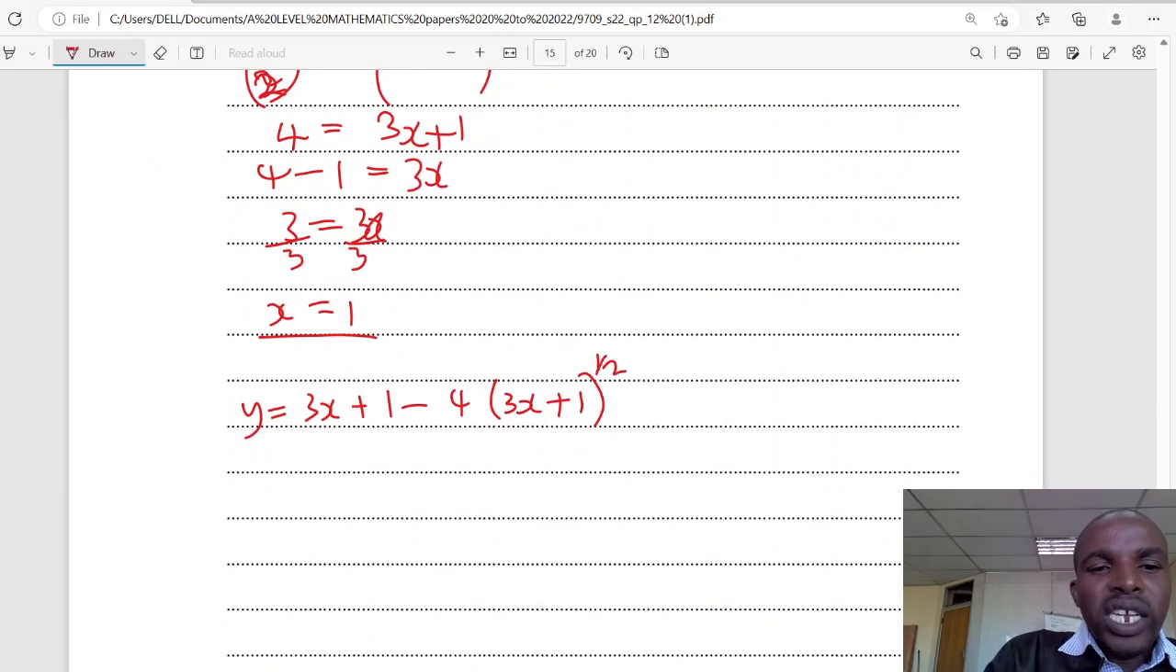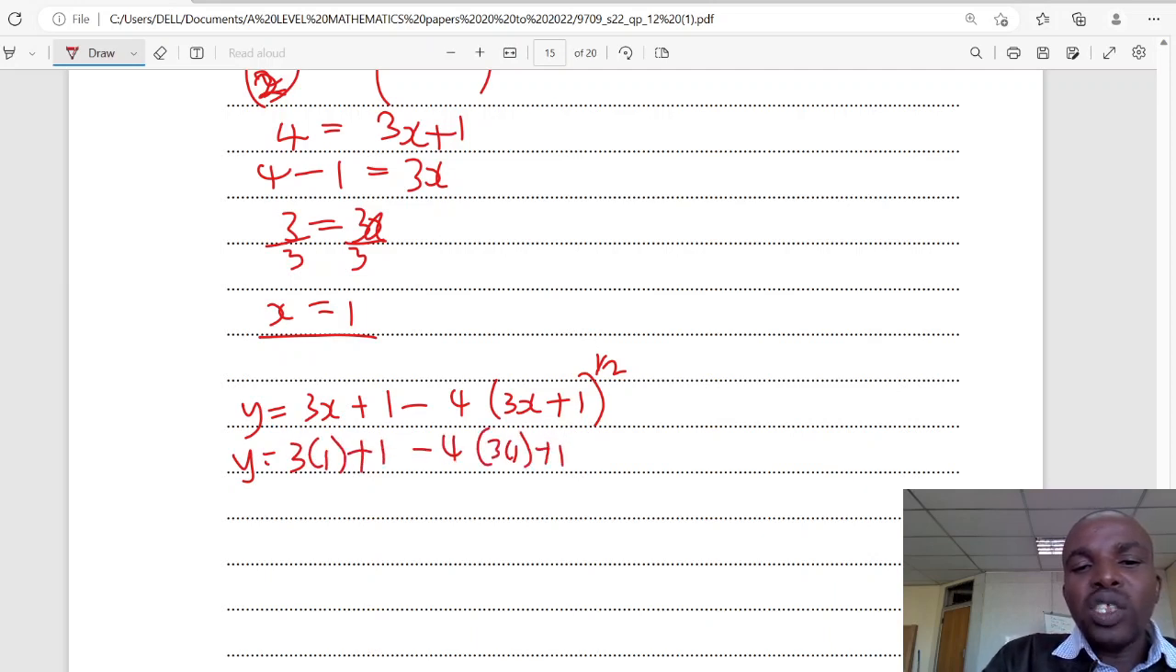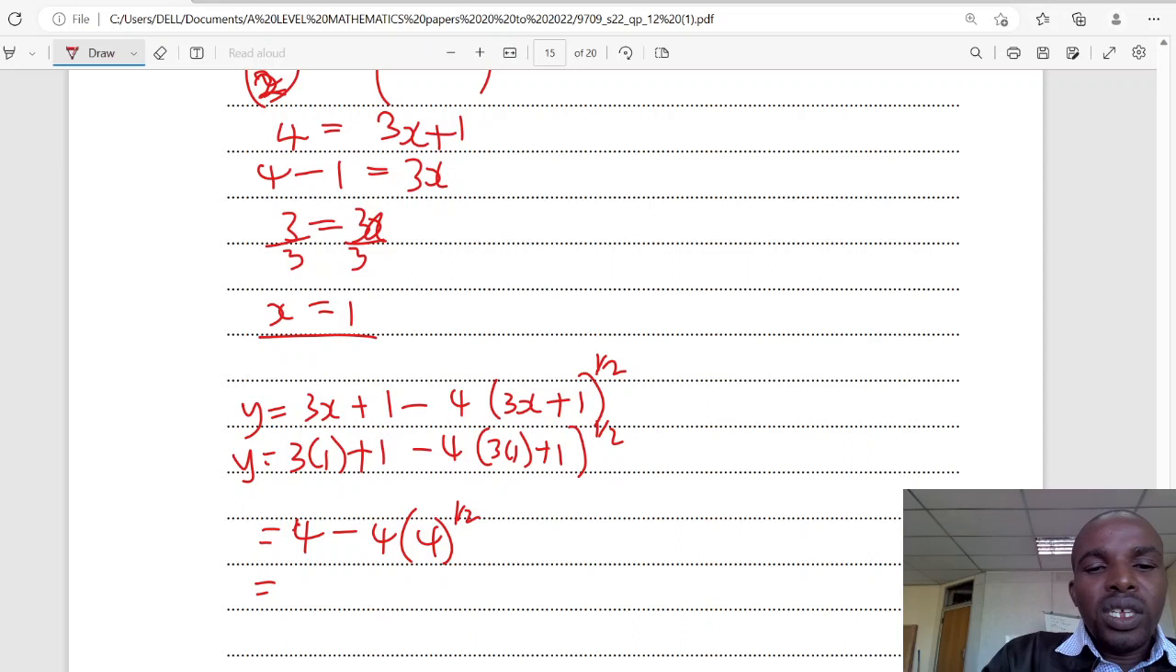So you put x equals 1. It will be 3 times 1 plus 1, minus 4 times 3 times 1 plus 1 to the power half. If you simplify this one, you get 4 minus 4 times 4 to the power half, which is 2, because the square root of 4 is 2. Then it will be 4 minus 8, which is minus 4. So the coordinate is x 1, y minus 4.